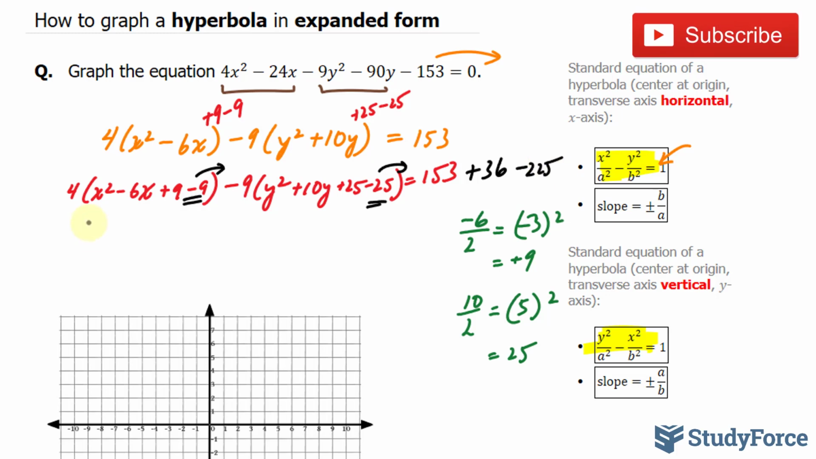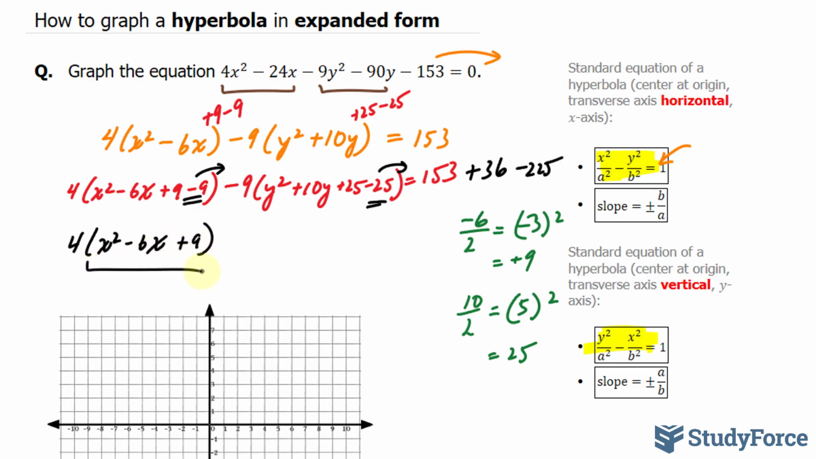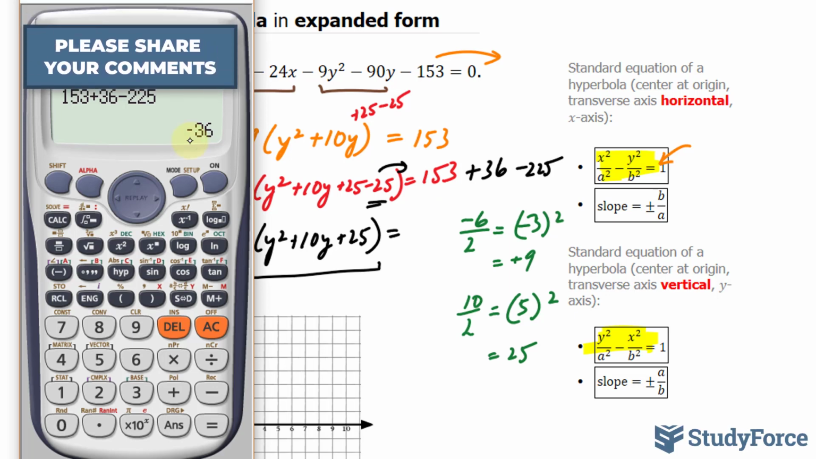So our expression now should look like this. 4x squared minus 6x plus 9. This is a perfect square trinomial. Minus 9y squared plus 10y plus 25, also a perfect square trinomial, is equal to these three numbers combined, which if you use your calculator should give you negative 36.